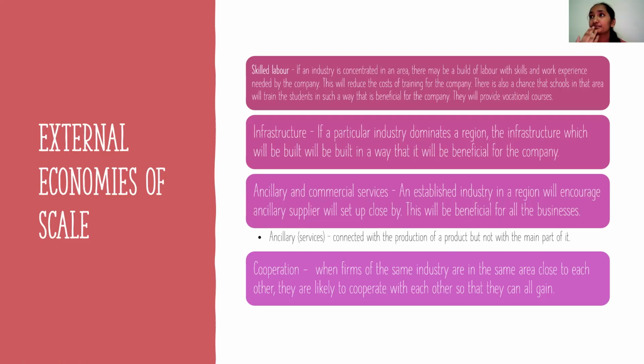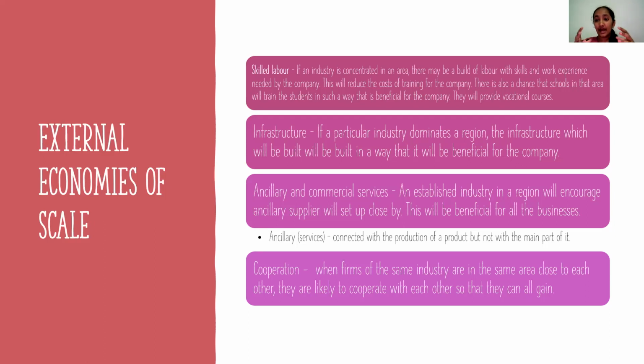the leather is a part of making the car, but it is not very essential for making the part. It is related to the car, which is the product, but it is not the main part of it. So that is an ancillary. So large industries would like ancillary suppliers to set up close by so that it will be easier.